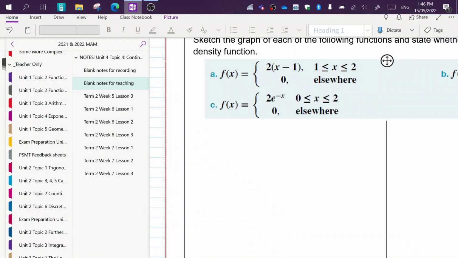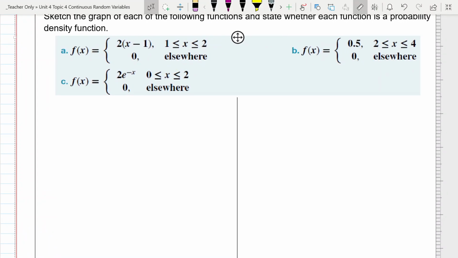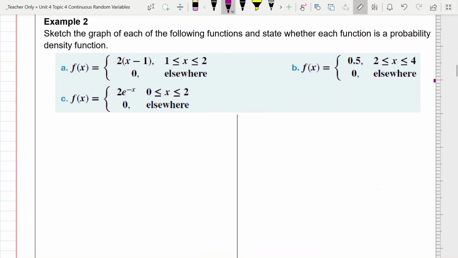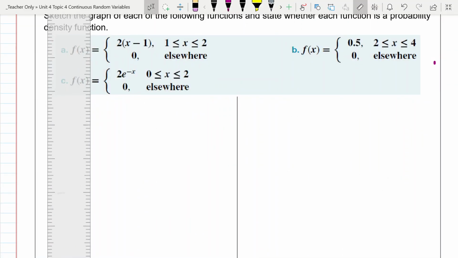Alright, let's look at some examples now and how we can identify whether a function is a probability density function. It says sketch the graph of each of the following functions and state whether each function is a probability density function. So let's sketch this first one.